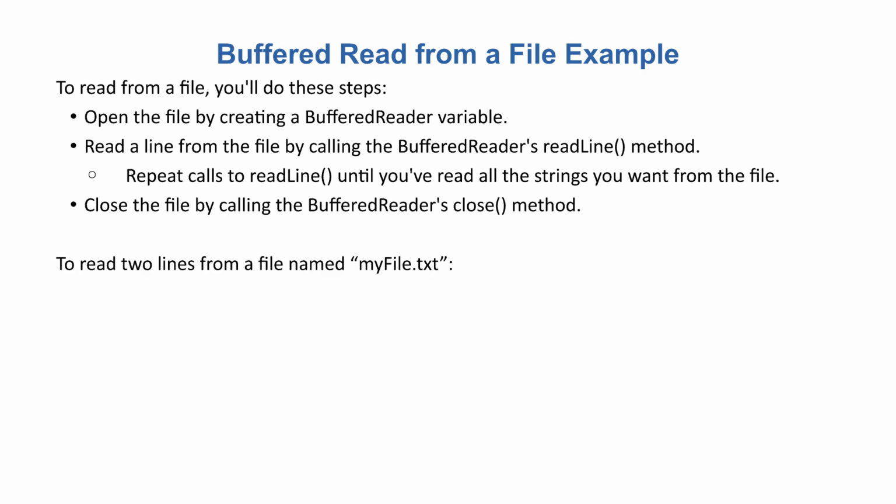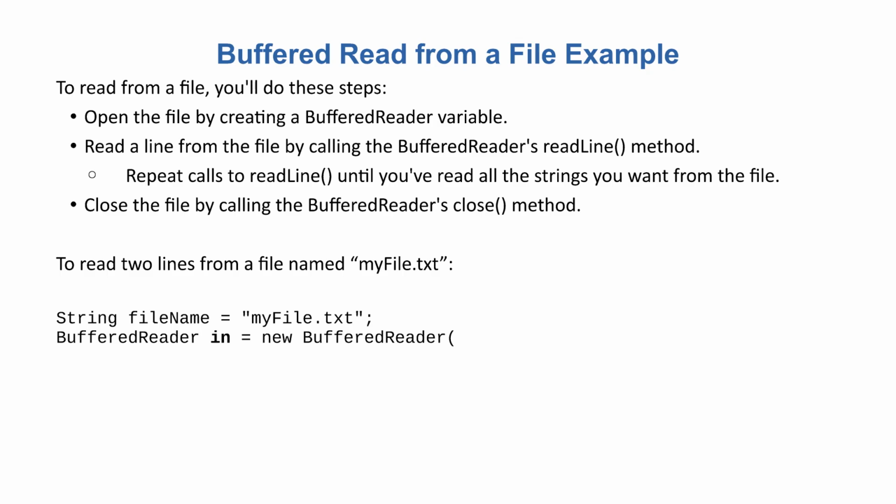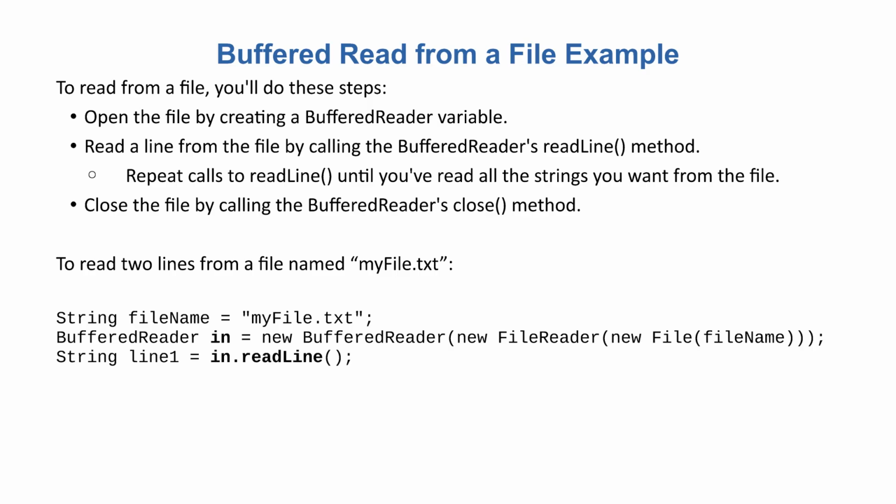For example, to read 2 lines from a file named myfile.txt, use this code. Create a string with the name of the file. Then create a new buffered reader named in by calling the buffered reader constructor with a new file reader for a new file named filename. Then read the first word and then the next word. If that was the last word you wanted to read, close the reader.